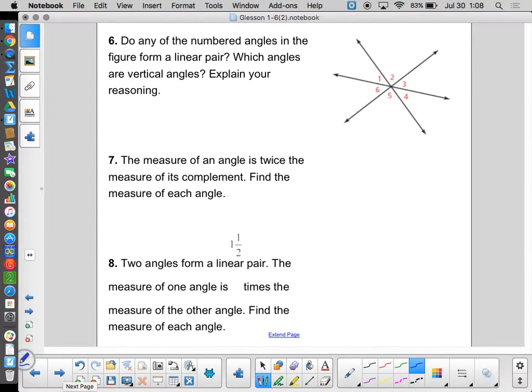How about vertical angles? Vertical angles? Oh, yeah. Angle 2 and the same lines make up angle 5. Same with angle 1 and angle 4, and angle 6 and angle 3. Those are all vertical pairs because they're formed by the same two lines.